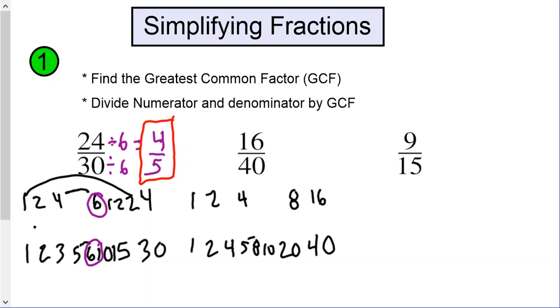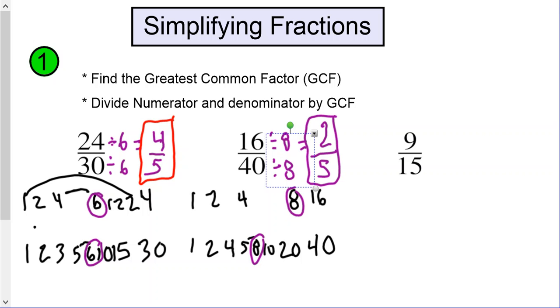Okay, now we need to go back up above and look at which number is the greatest common factor. And if we look here, we have 8 and 8. Okay, so if we divide both the numerator and the denominator by 8, we will get 2 over 5. Okay, so your simplified answer for this one would be 2/5, or 2 over 5.